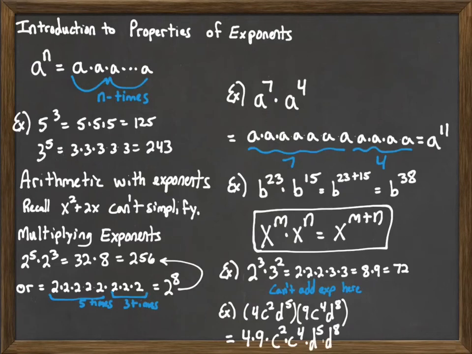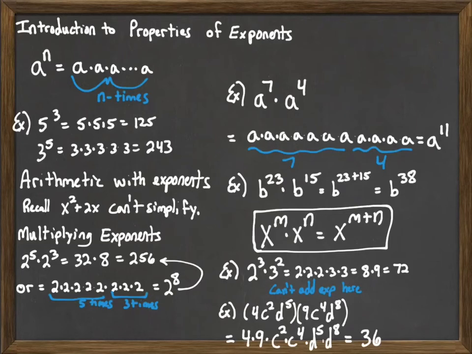And now we can just go through and start using our properties to simplify. Now 4 times 9, that's a multiplication problem with numbers, so we do our standard normal multiplication. 4 times 9 is 36. Be careful you don't add the 4 and the 9. Those are not exponents, those are numbers, so they have to follow the number rule for arithmetic.